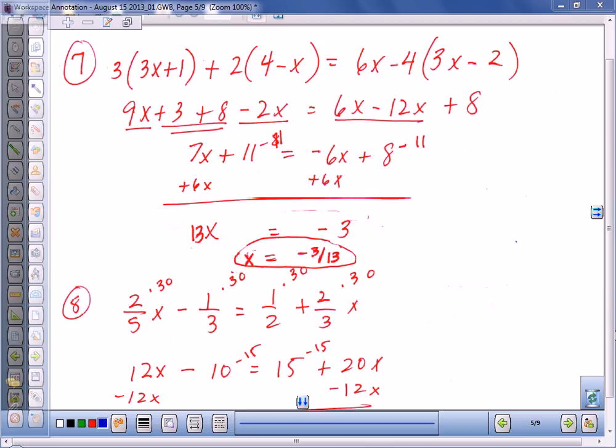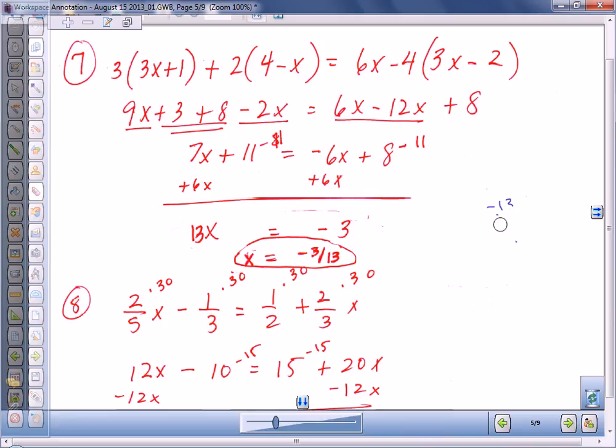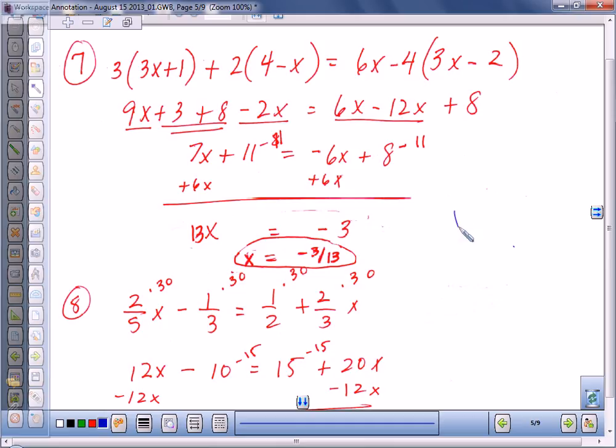Now, last period, somebody said, is that the same thing as negative 13 over 3? And after I finished crying, I said no. Because when we're solving for this, we're solving for x. So to get x by itself, what has to move? The 13. So we would have to divide by the 13. So x equals negative 3/13 is the correct answer. Are we good? Alright.